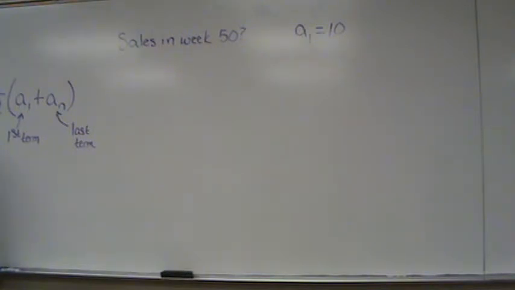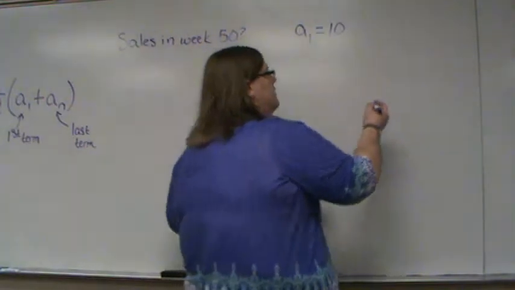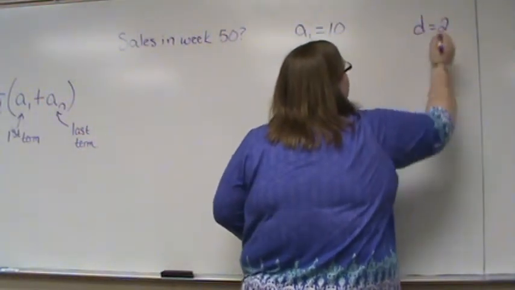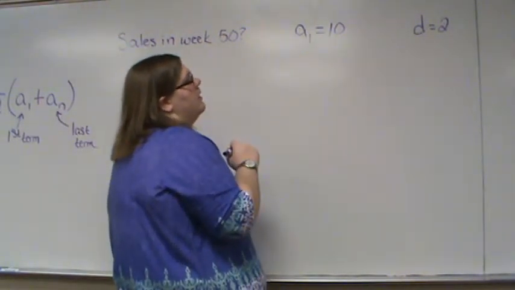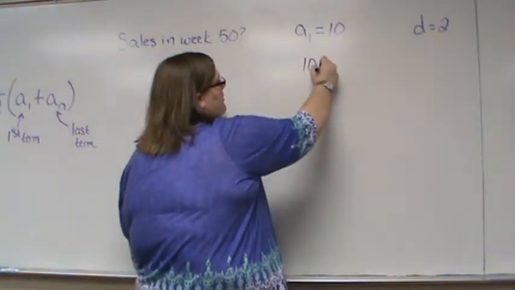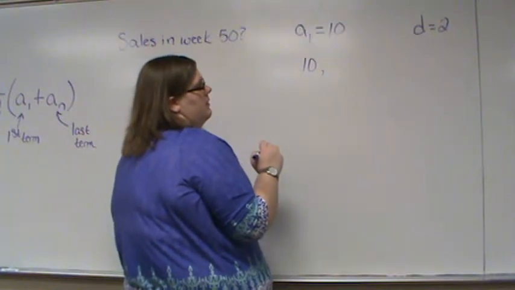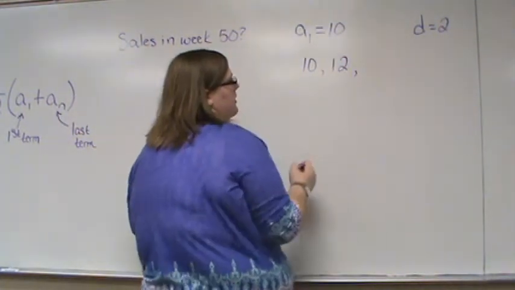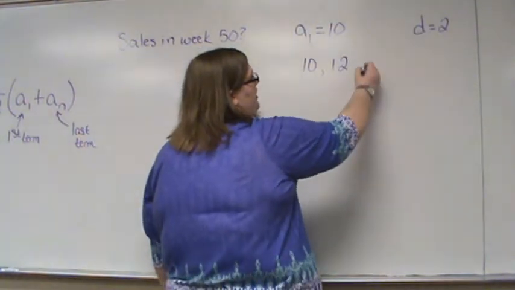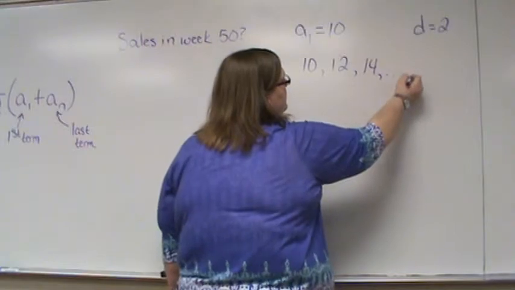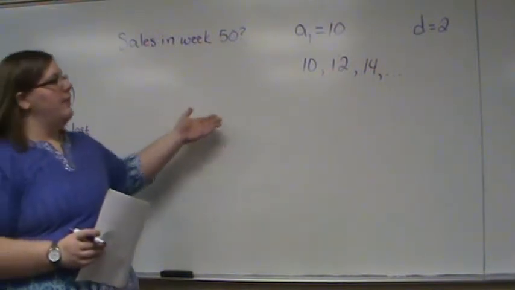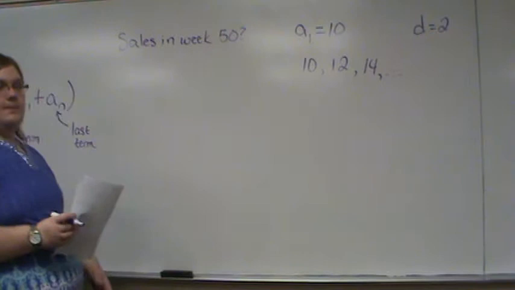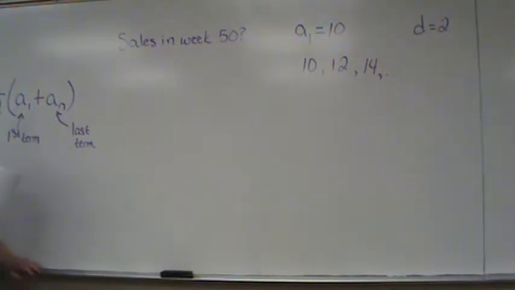So what does that mean? If they have to improve their sales by 2 each week, our common difference is plus 2. So the common difference, our D value, equals 2. So if we wanted to write out a little bit of our series, we would start with our first value, and then what would our second value be? It'd be 12 because we're adding that 2. Then how many sales would they have to make in the third week? 14, and then that would continue until week 50. So that is what we're looking for, how many sales they would have had to make in that 50th week. So how do we find a specific term?